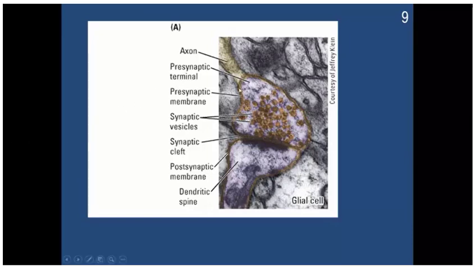This brown here is the cell membrane. It's labeling where there is some phospholipid bilayer.